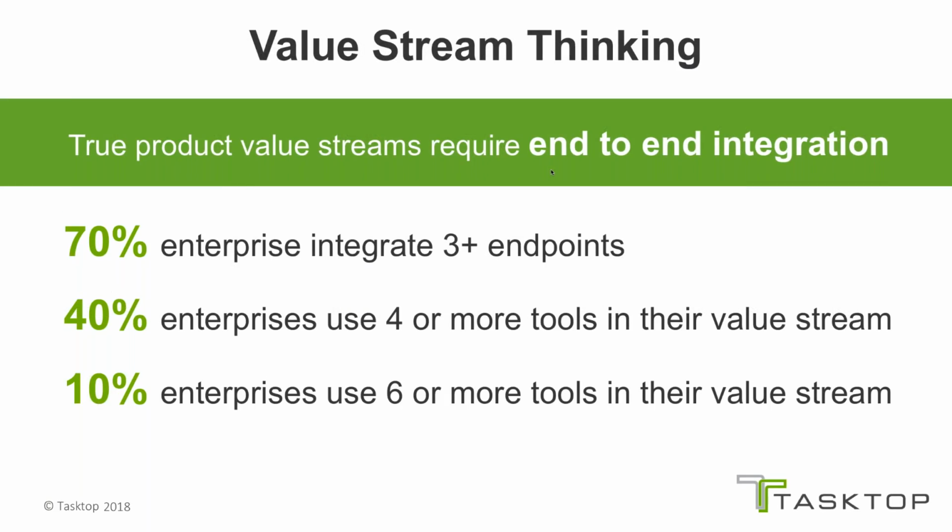And as Nicole touched on earlier, true product value streams really require end-to-end integration. And these data points here really just prove that companies are starting to think in more of a value stream and wanting to connect the different pieces instead of working in just one section. So 70% of enterprises integrated 3+ tools, while 40% were 4+ tools, and then 10% had 6 or more tools in their value stream. And that's substantiated by the polling we just did, and it's probably going to keep going up.